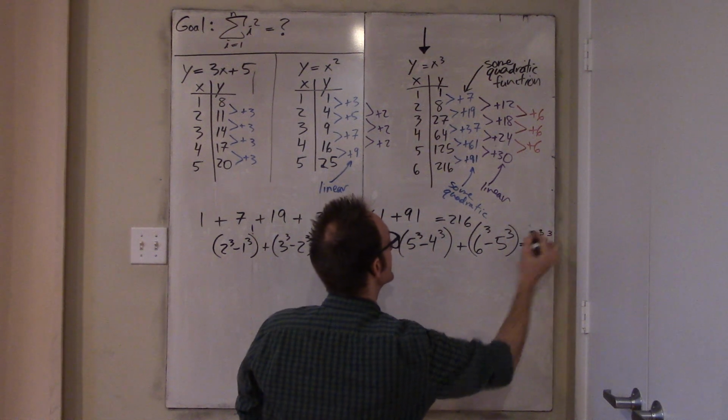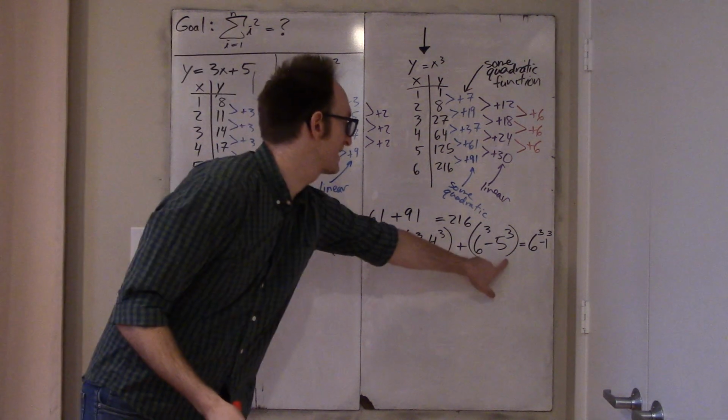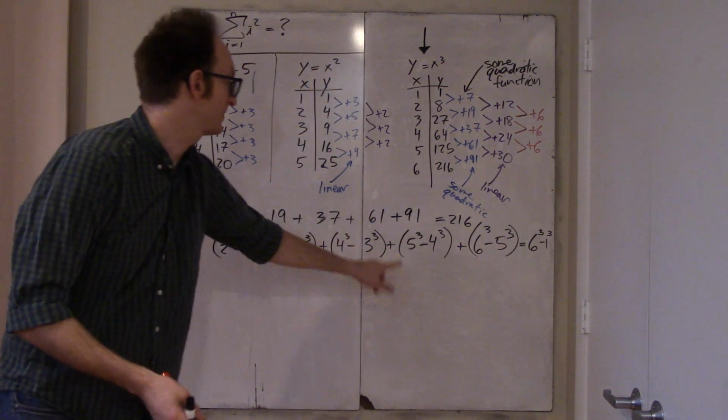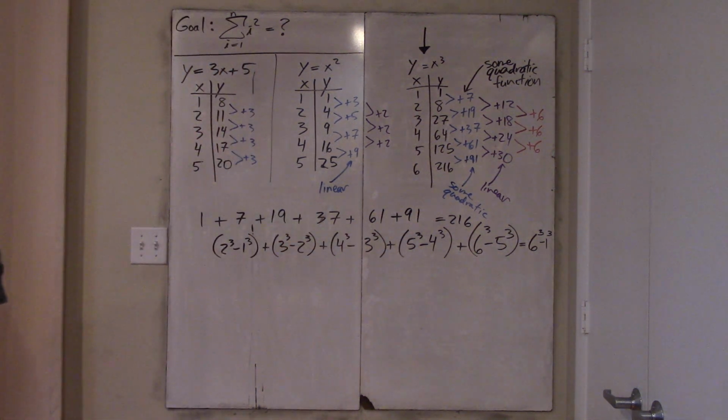Okay, and when you write it like this, it's just obvious, right? Because look, 6 cubed minus 5 cubed, but then plus 5 cubed, but then minus 4 cubed, but then plus 4 cubed. And that's actually easier if you write it sort of like the other way.